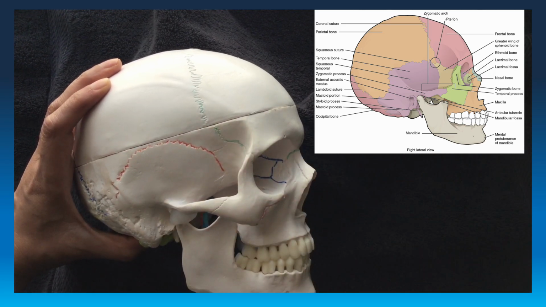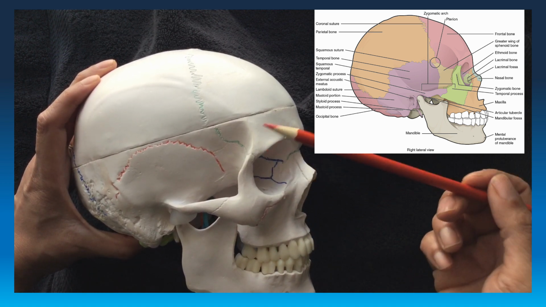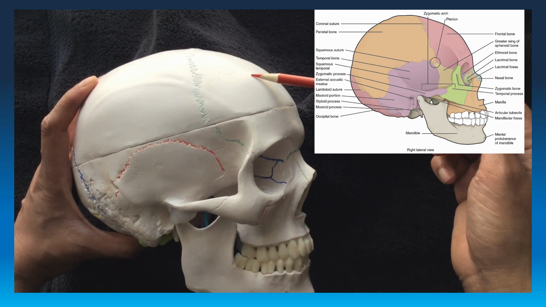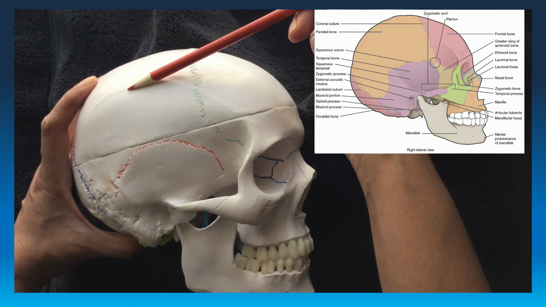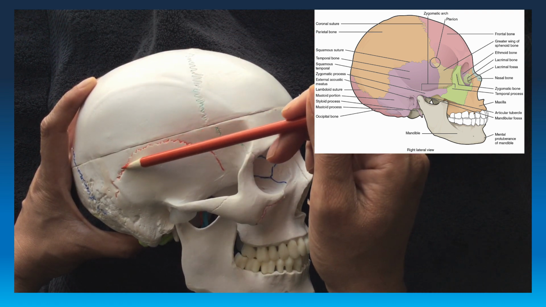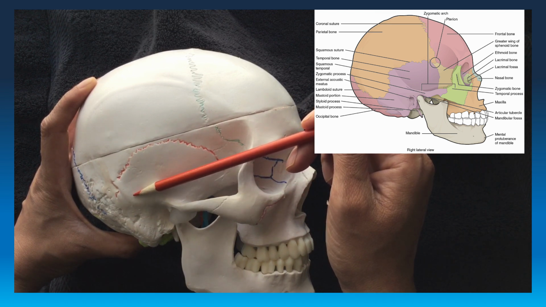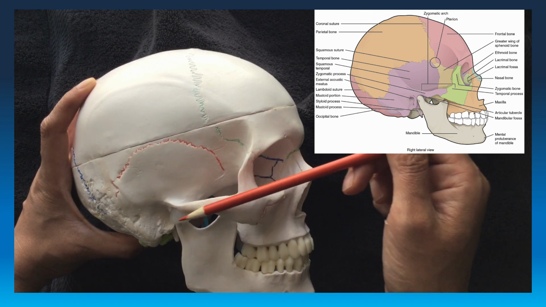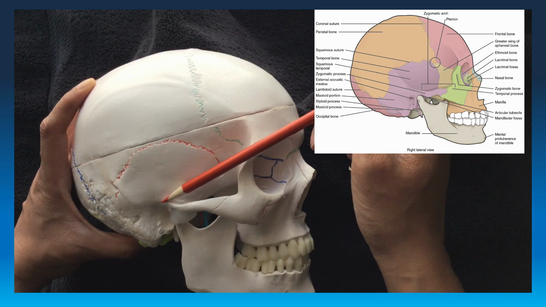Let's take a look at the right lateral view of the skull and highlight some of the landmarks and bones. Okay, so here we've got the frontal bone, coronal suture, parietal bone. This red one here is going to be your squamous suture, temporal bone, right? And then we've also got the zygomatic bone. And here we've got the squamous temporal area.